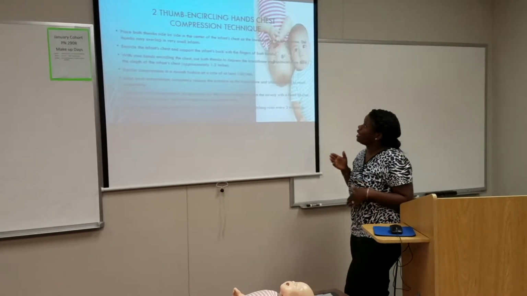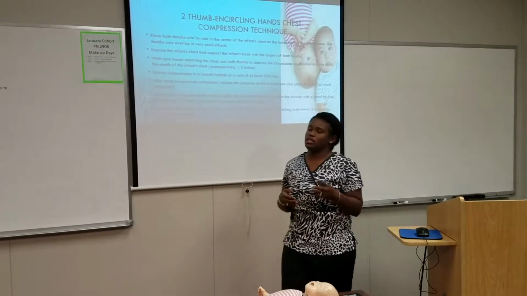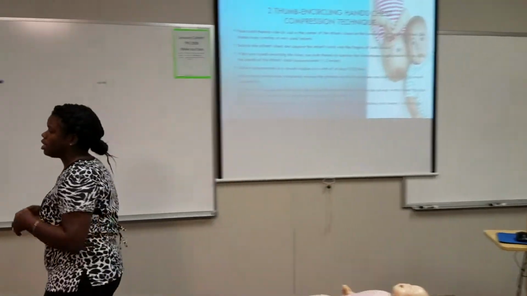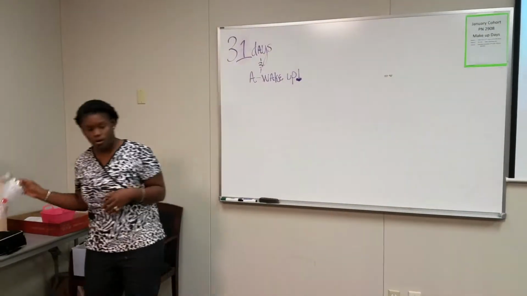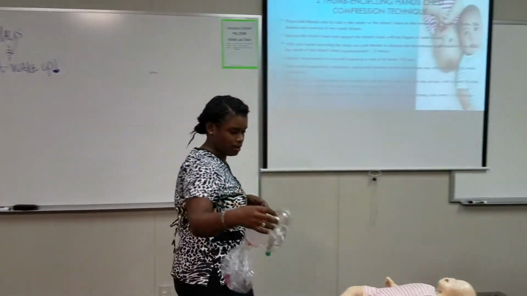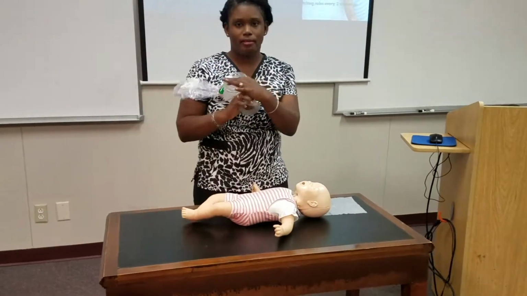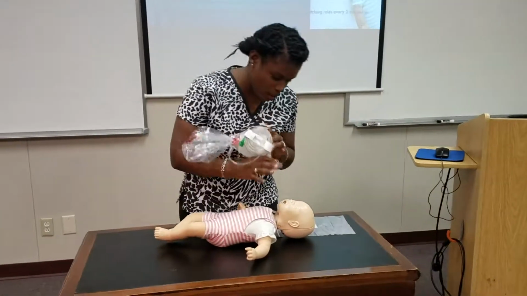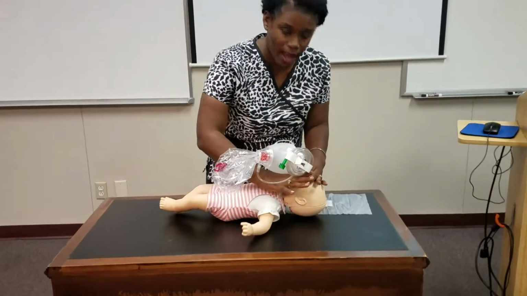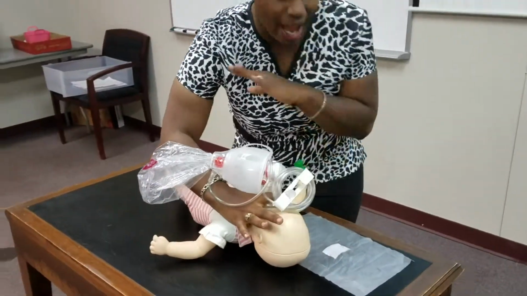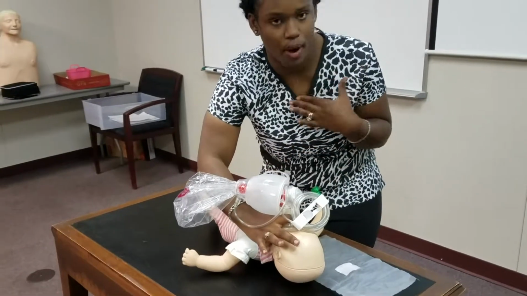Two-thumb encircling hand chest compression technique. This is if you only have two people for this process. So what the other person is going to do is this right here. While this one rescuer is going to take this breathing mask and hold it over the infant's nose and mouth, and you're going to hold your hand in the C position to make sure this is sealed properly, make sure no air can leak.